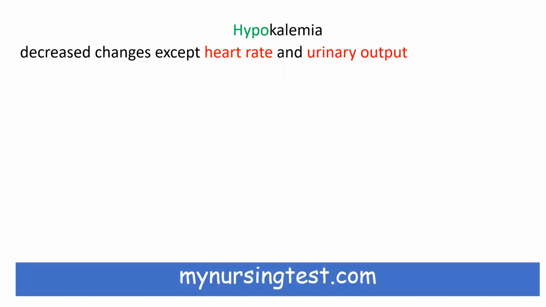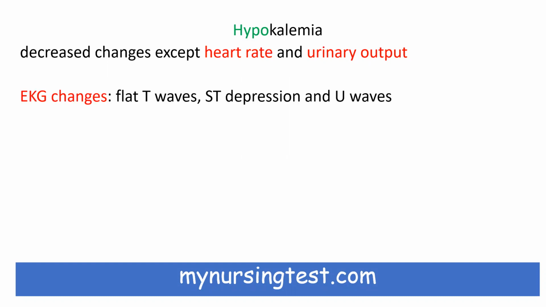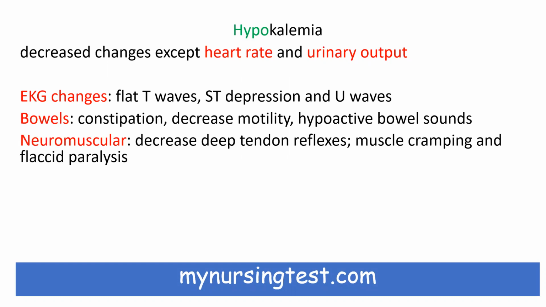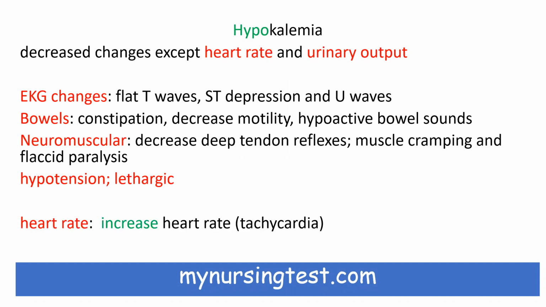Okay, so now we're speaking about hypokalemia. So you're going to have decreased changes except heart rate and urinary output. So everything is going to be decreased except the heart rate and the urinary output. So as you can see, flat T waves, constipation, decreased deep tendon reflexes, hypotension, but the heart rate is increased, so you have tachycardia, and the urine output is also increased.